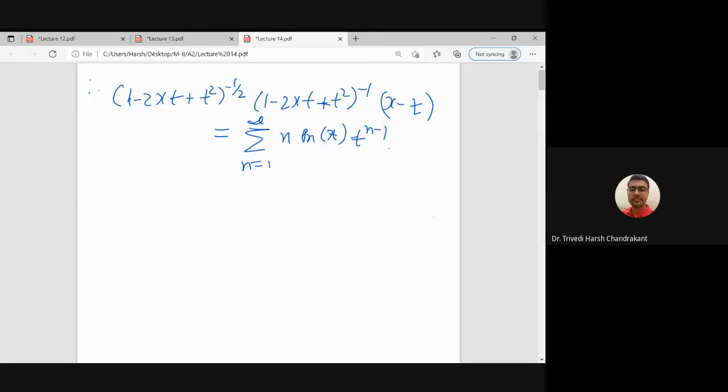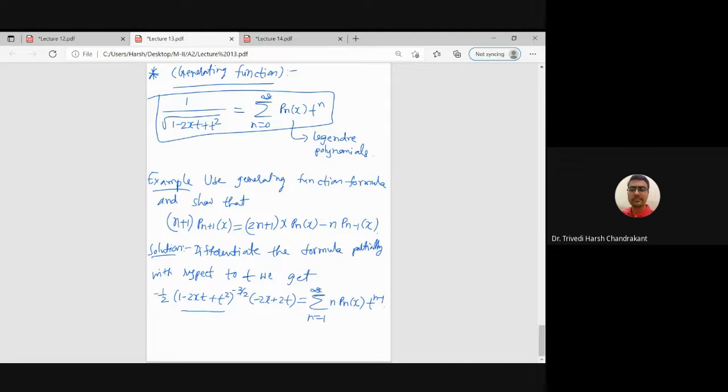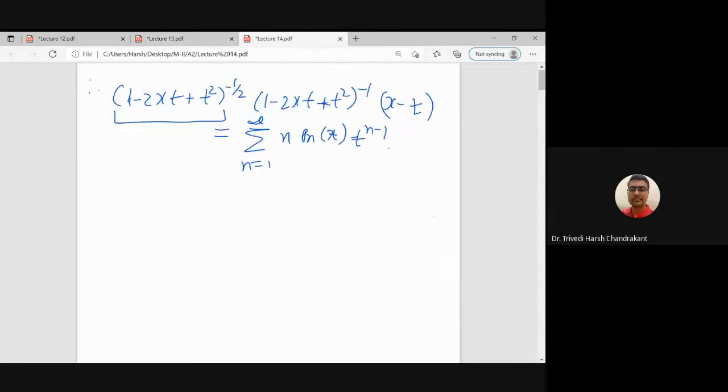Okay, so now what we know is that this particular term is nothing but the generating function, right? Because that is (1 minus 2xt plus t square) power minus half. So that we can substitute here. So we shall get x minus t times summation n equals 0 to infinity Pn(x) t power n, right?